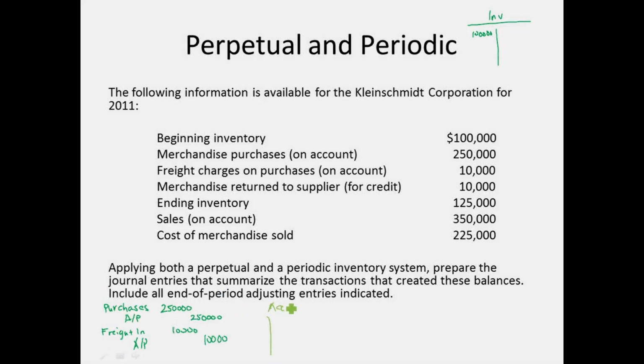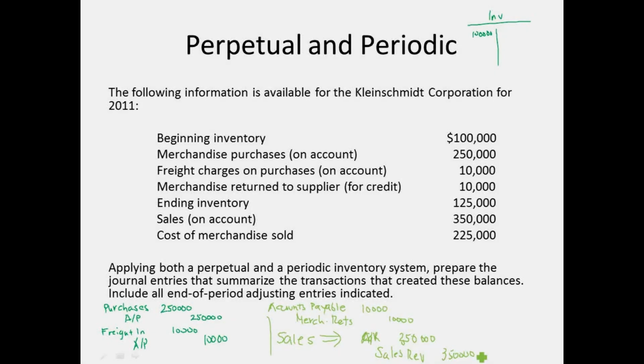So, accounts payable, merchandise returns, and then sales are the same as they were before. What did I get? I get it on accounts receivable. It's $350. Sales revenue. Okay, so this is what I do along the way.